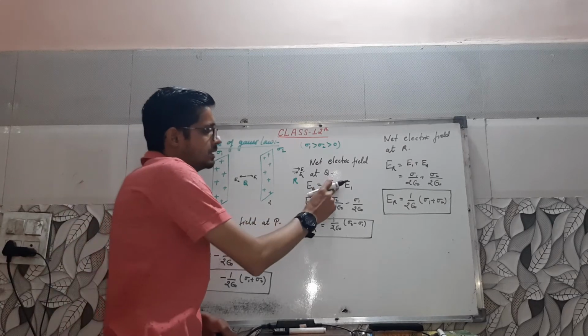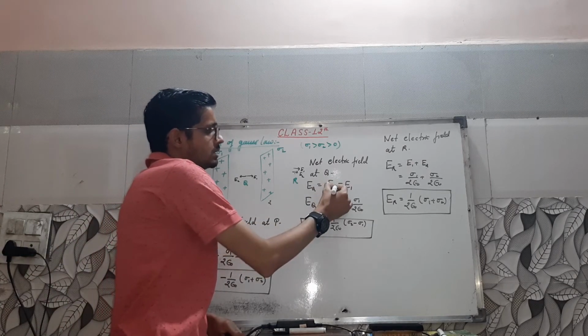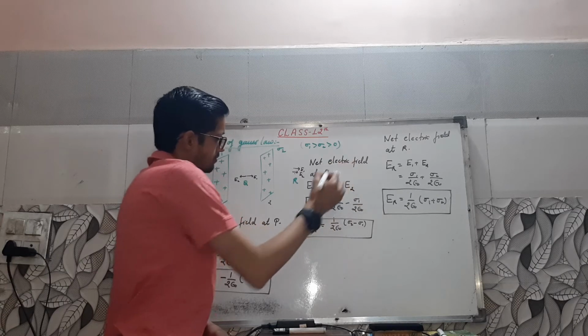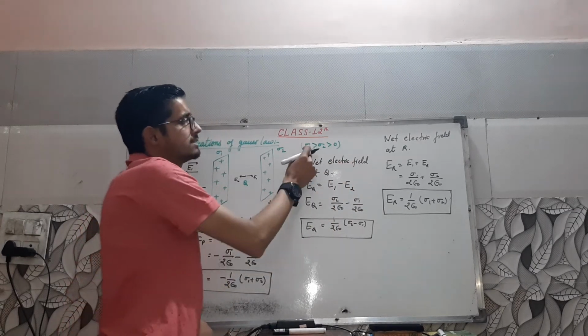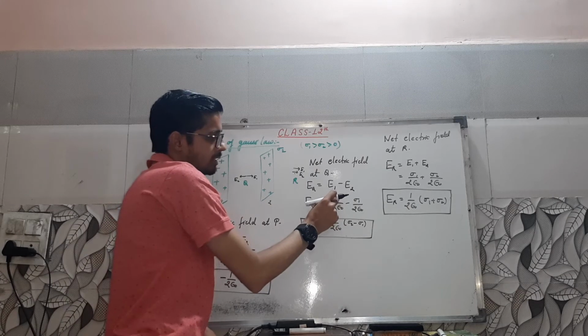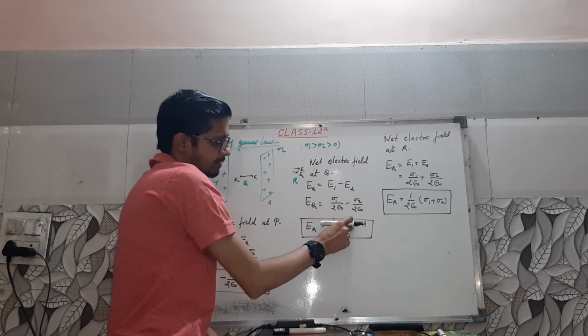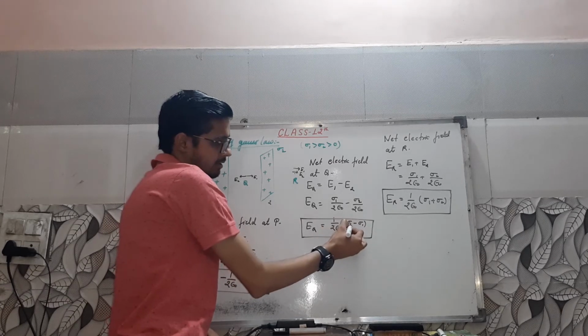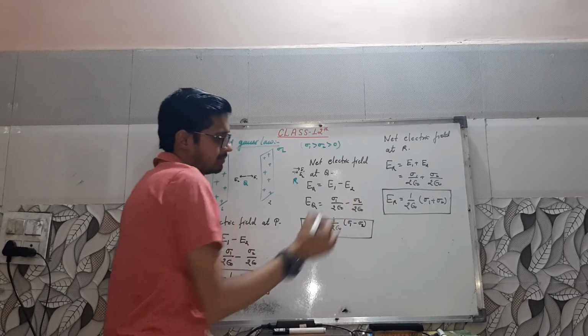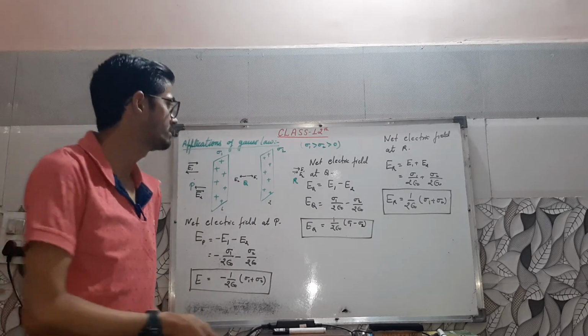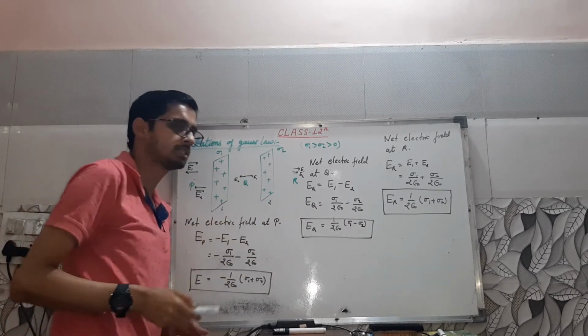Here the answer is E1 minus E2, because the surface charge density at point 2 is less than the surface charge density at 1, so there will be a little bit of error. This is 1, this is 2. Now what happens if this sheet is negatively charged?